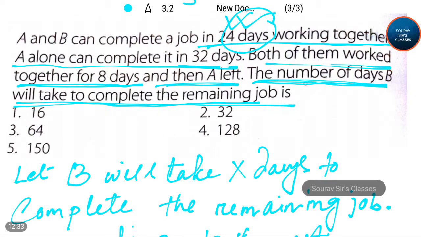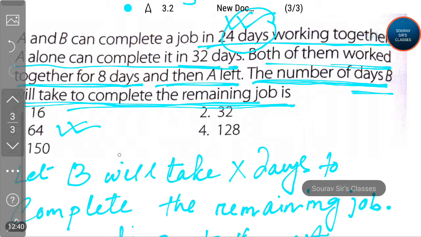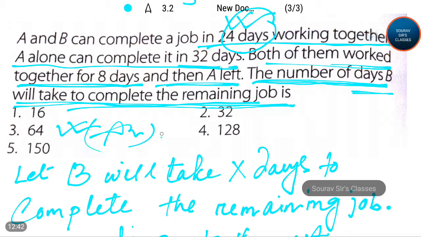So the number of days that B will take to complete the remaining job is 64 days, and this is the answer.